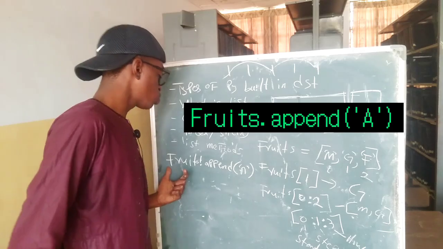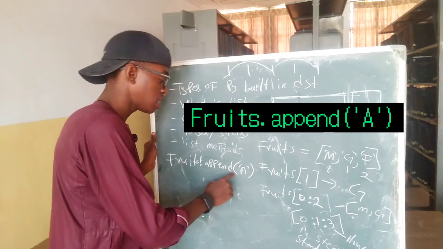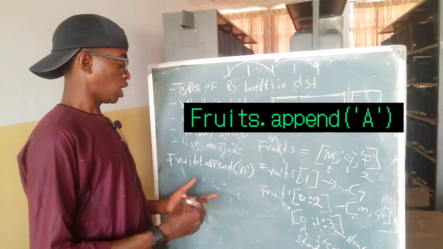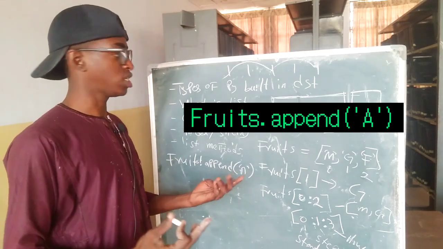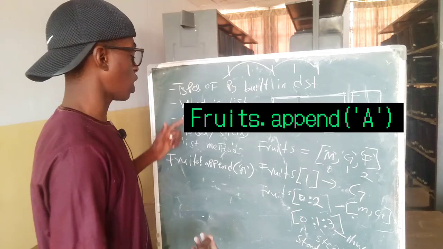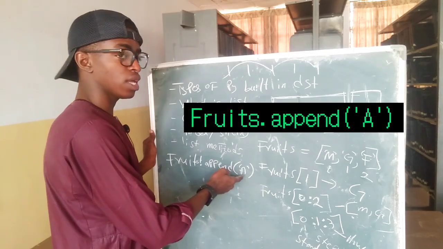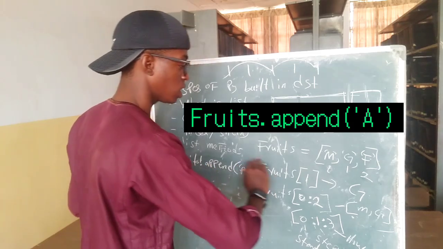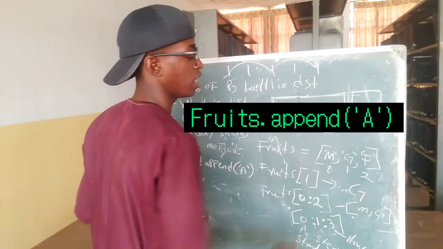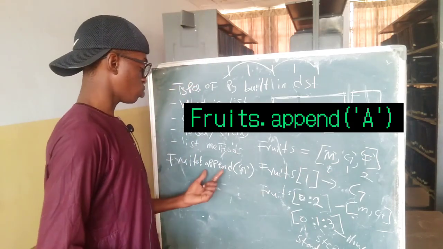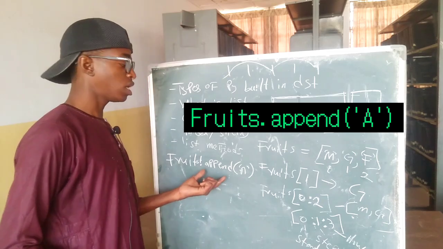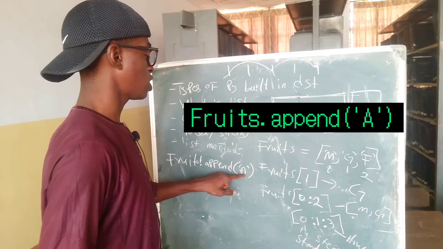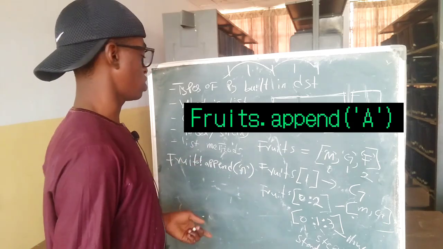So you see I said fruit dot append a. This append means to add. Virtually we cannot see it, but we just tell the computer to add the letter A to our list. If we print this list, we're going to see A at the end. So this is what this method is doing. It's telling the Python list to add this element we put inside the parentheses.